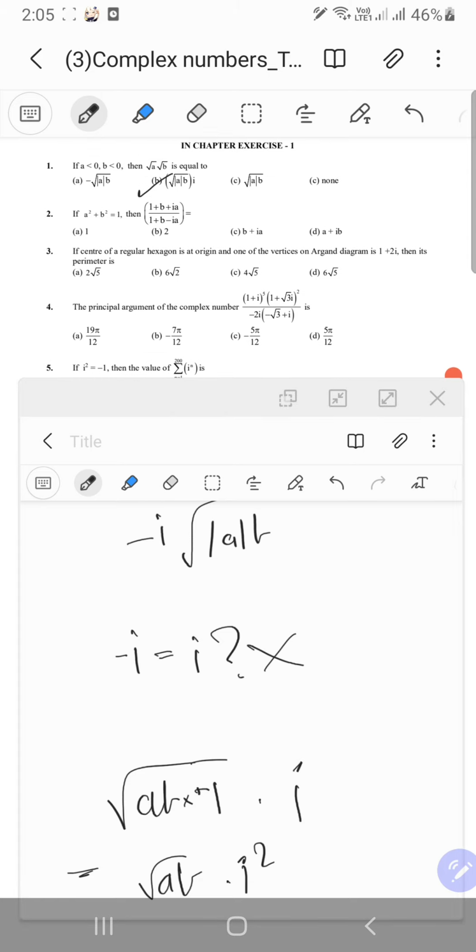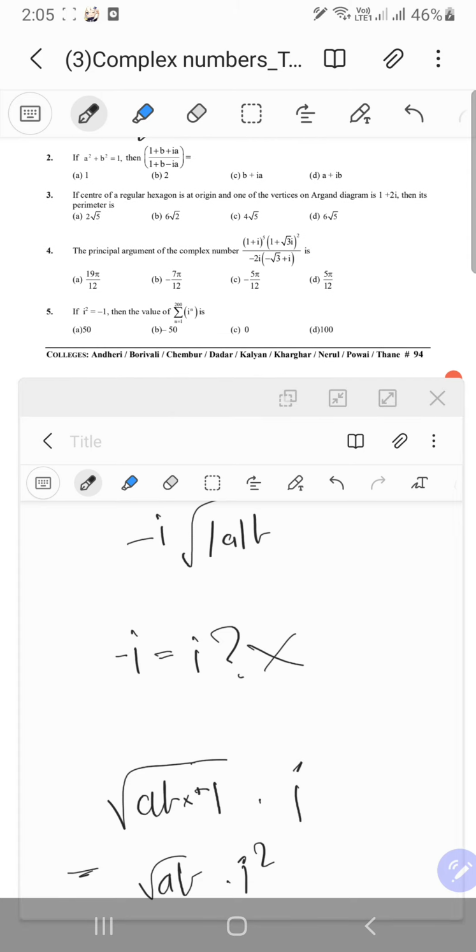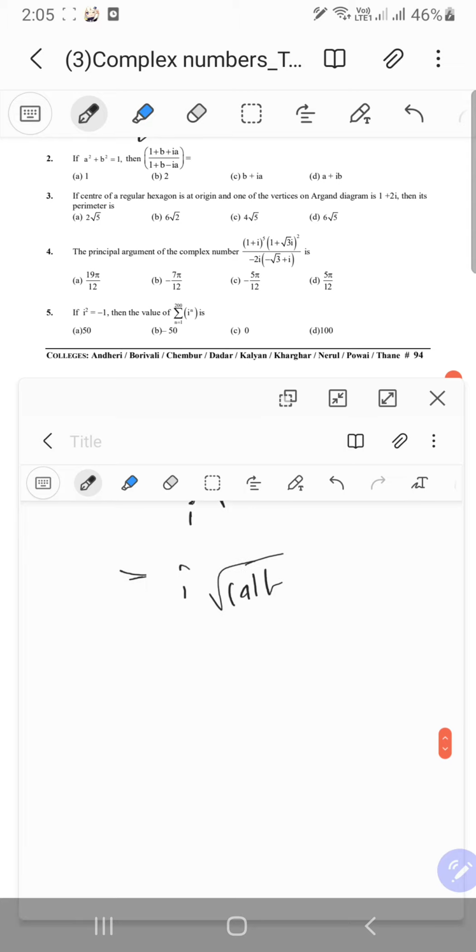It's not really useful. I mean, this question, it's not using any actual facts. It's just definitions, which are confusing most of the time. Next question. If a squared plus b squared equals 1, then (1 + b + iota a) upon (1 + b - iota a) equals... Come on, no big deal. So just multiply by the conjugate.